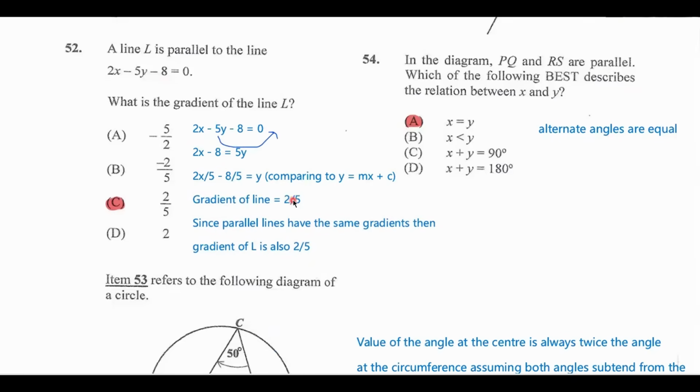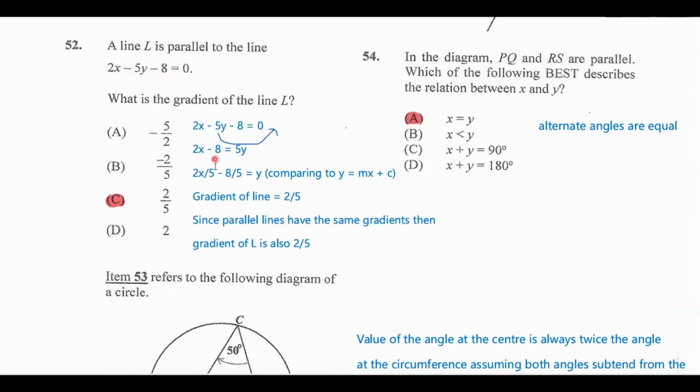52, a line L is parallel to the line 2x minus 5y minus 8 equals 0. The gradient of the line L is. So I took the liberty to explain it here. We want to make y the subject of the formula, and you'll see in a moment why I am doing that. Carry the minus 5y to your right, it becomes positive 5y. So you have 2x minus 8 equals 5y. Then you divide all of this by 5. So you get 2/5 x minus 8 on 5 equals y.